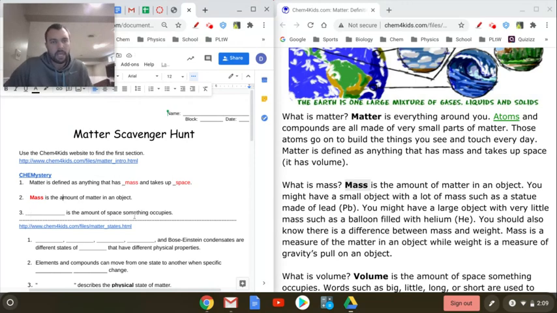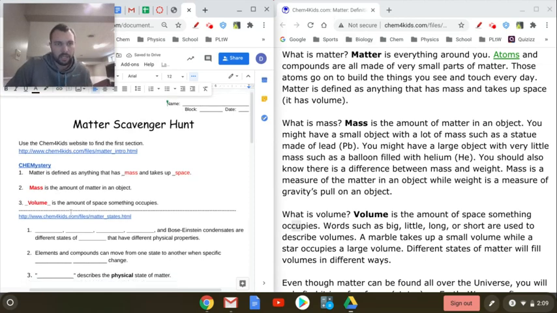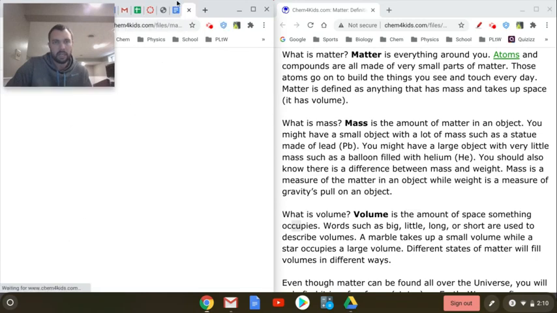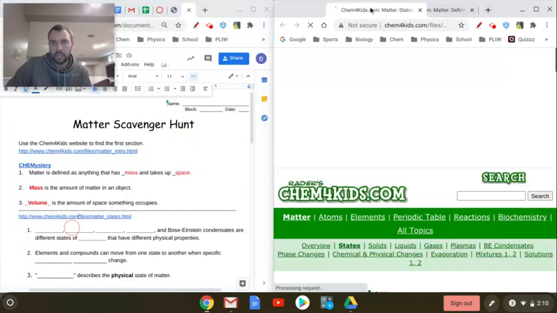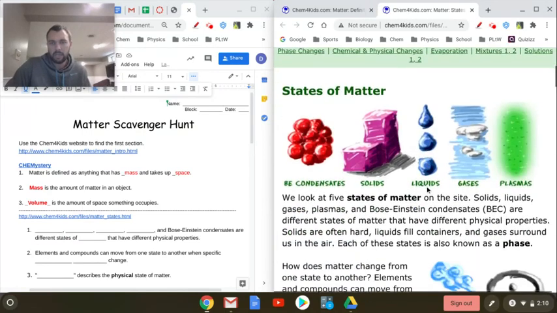Number 3, blank is the amount of space something has. Volume is the amount of space something occupies or has. So there we go. Let's put in volume and change that to red. Okay, so we hit this website. Now it's asking us to go to a different website. So let's go to here. I'm going to pull this one over here. Another Chem for Kids, just a slightly different spot here.